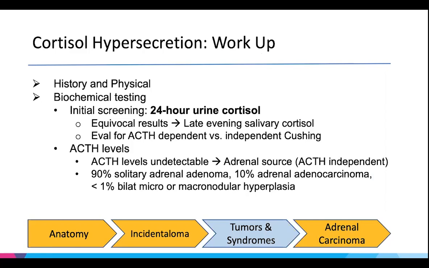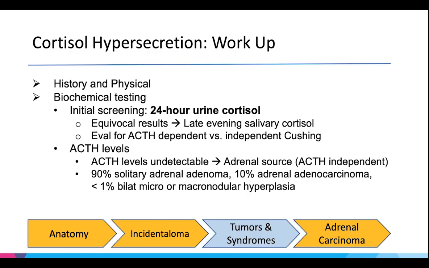Moving on to biochemical testing, the initial screening, which was important in some of the questions we had seen before the presentation, is a 24-hour urine cortisol. If you have equivocal results, you can then go on to a late evening salivary cortisol. Remember the differences in cortisol production throughout the day. That would give you a look into whether it's elevated later in the day when it should be mostly down, which would be a good sign that you have some hypersecretion.